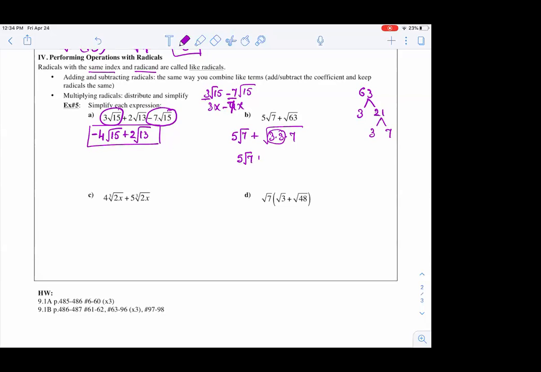So this is 5 times square root of 7 plus, when you have a factor pair, what happens to it? You take one of them out. Very good, so you have 3 radical 7. Now look at them. Are they like radicals? Yes.